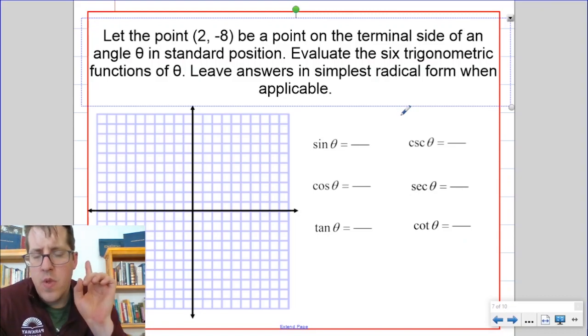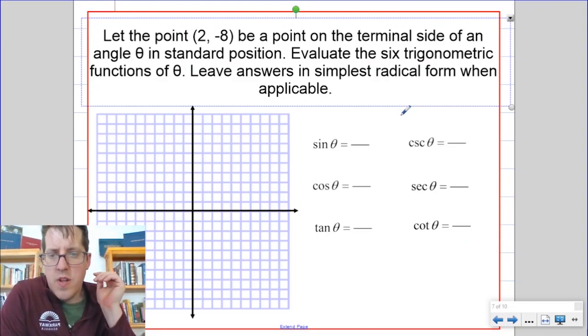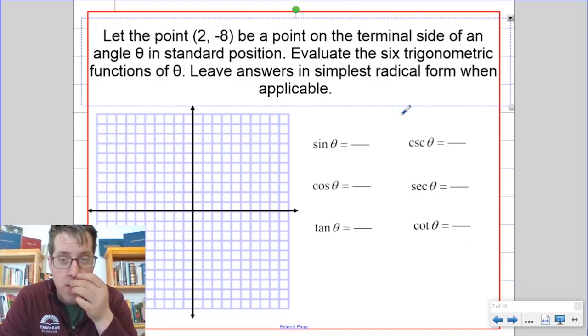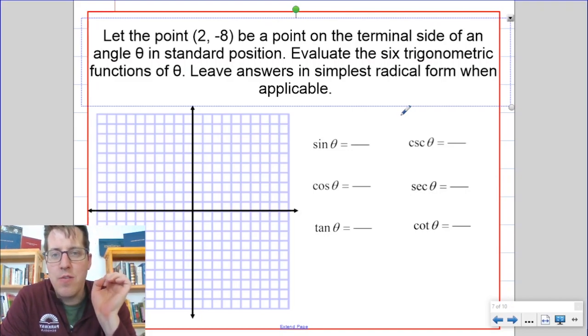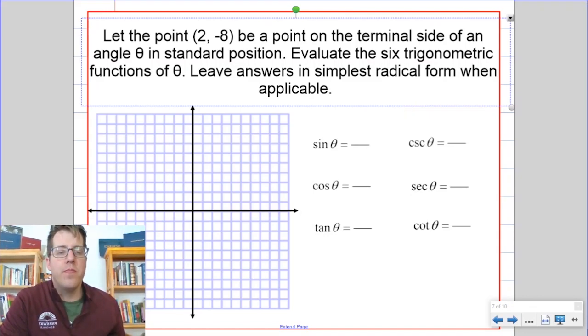Okay. I want you to pause the video and I want you to do the next one on your own, but keep this thought in the back of your mind. Ask yourself, does the -8 matter? Is it the same as 8, or does the -8 matter? All right, pause the video, give that one a try.